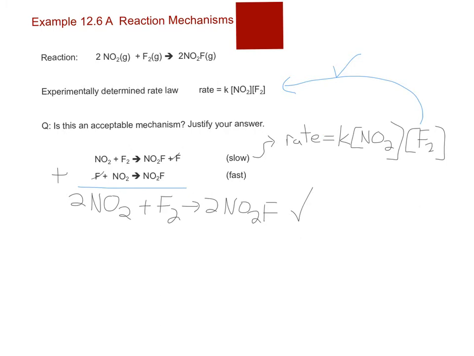The last thing we would try to do to prove this mechanism correct is this intermediate right here, fluorine. If we definitely want to say that this is the right mechanism, if we are able to detect the intermediate in the middle of the reaction through some experiments, then we might have a clue that this is actually what's going on.